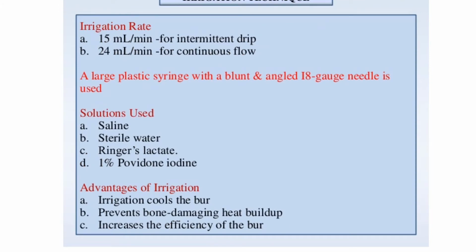So let's see the details of irrigation technique. Irrigation has to be carried out at a rate of 15 ml per minute for intermittent drip and 24 ml per minute for continuous flow. A large plastic syringe with blunt and angled 18 gauge needle is used. Solutions used for irrigation include saline, sterile water, Ringer's lactate fluid or 1% povidone iodine solution.